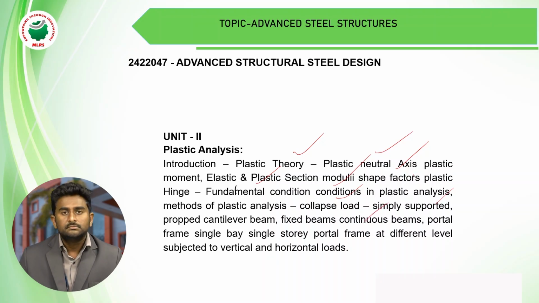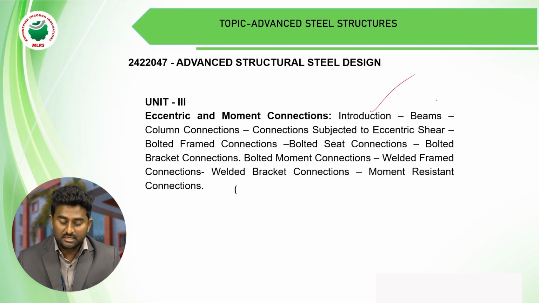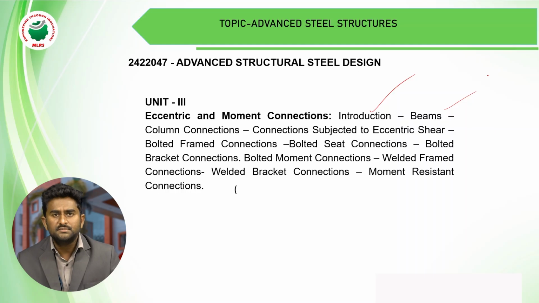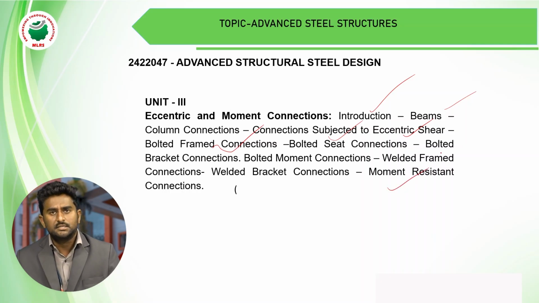Fixed beams in the steel structures. Next, coming to the single story and multi-story framed portal frames in the steel structures. Next, coming to the third unit, eccentric and moment connections in the steel structures. First one, introduction. Next, beams and columns, roof beams and bracing beams. Next, coming to the eccentric shear force and bolted seat connections, bolted bracket connections. Next, moment resistant connections in steel structures.